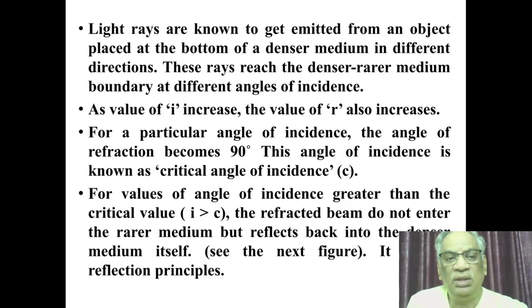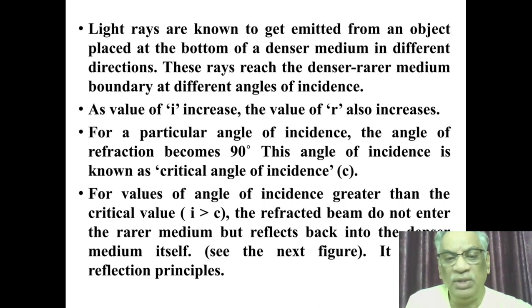Light rays get emitted from an object placed at the bottom of a denser medium in different directions. The rays reach the denser-rarer medium boundary at different angles of incidence. That means the angle of incidence keeps increasing with the inclination of the ray coming from the object to the boundary. As the value of the angle of incidence increases, the value of the angle of refraction also increases.